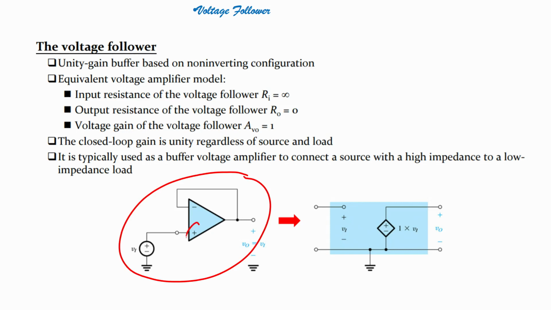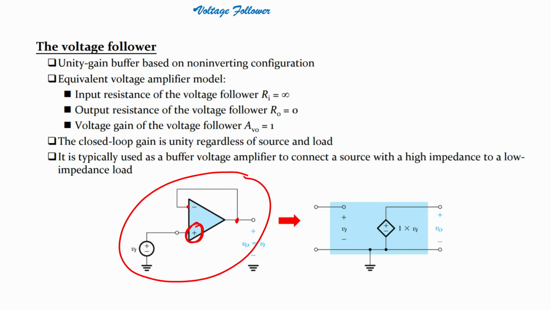a voltage at the non inverting input, right, and I have a feedback to the inverting, the output is fed back to the inverting here, right. This becomes our unity gain buffer. This is unity gain buffer based on non inverting configuration, because we are applying voltage to the non inverting amplifier, right. We have seen this application earlier also.